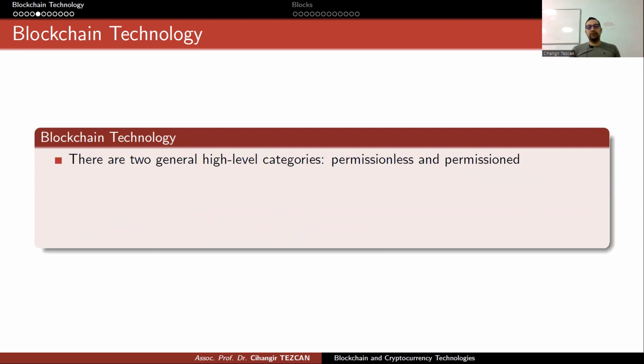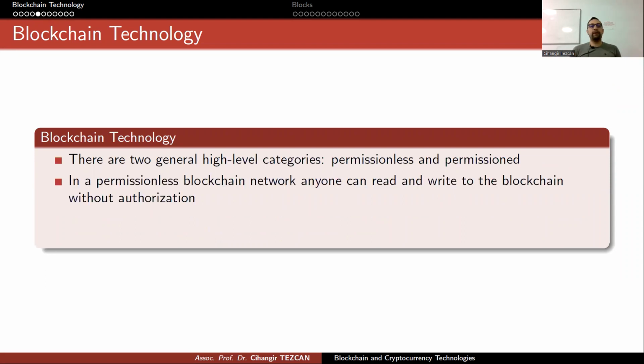There are two general high-level categories, permissionless and permissioned. In a permissionless blockchain network, anyone can read and write to the blockchain without authorization. And this is how cryptocurrencies, Bitcoin and Ethereum, work, because everybody can be a miner and write things to the blockchain without any authorization. So anybody can just join and leave whenever they want and so on.